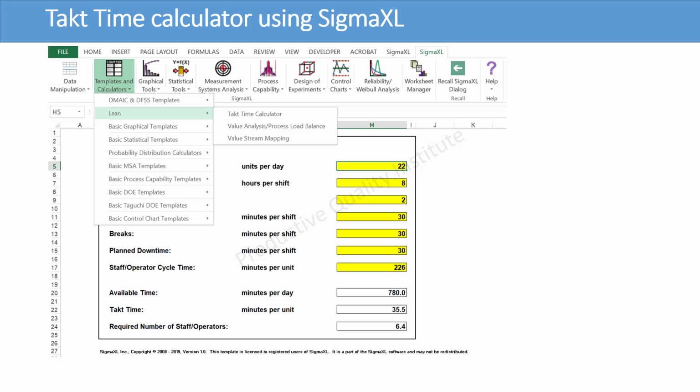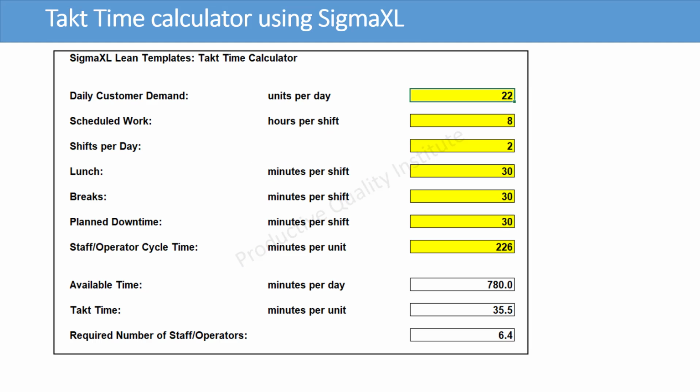To access the takt time calculator in Sigma Excel, click Sigma Excel, then Templates and Calculators, then Lean, then click Takt Time Calculator. The template gives the following default example.